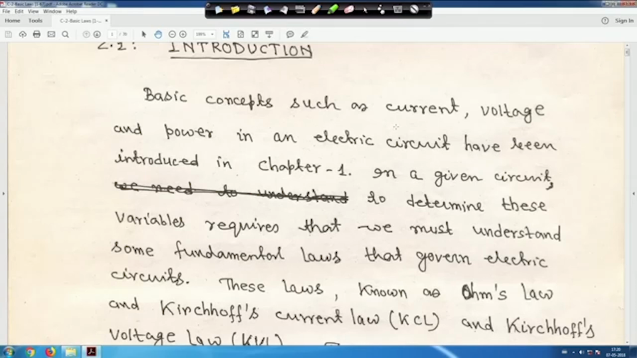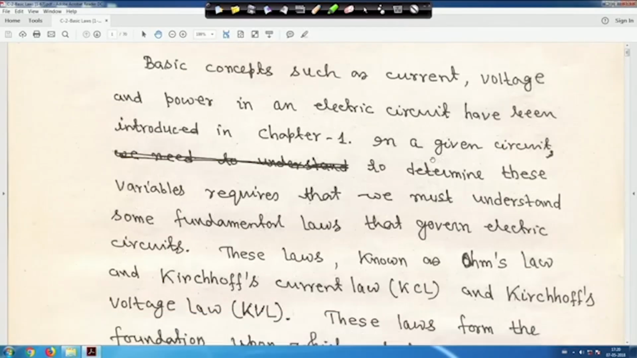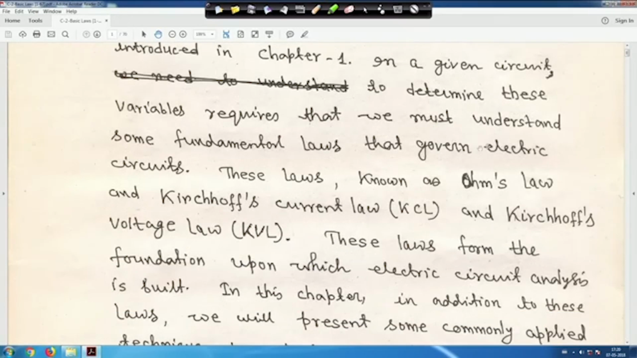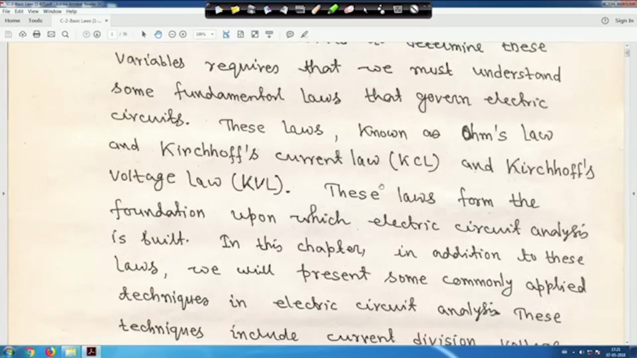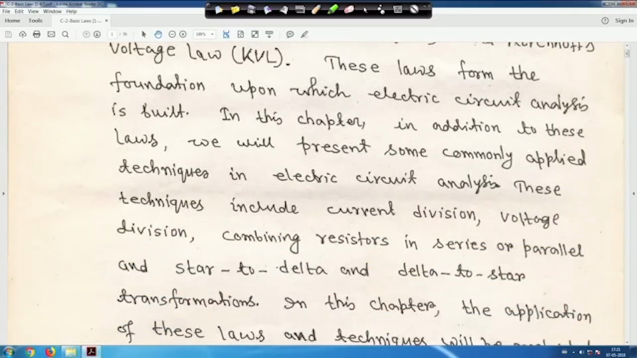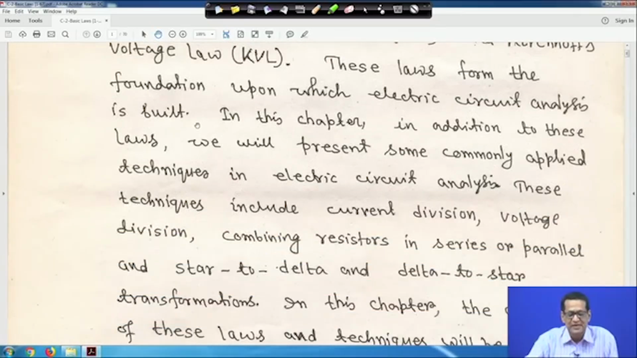Now, in a given circuit, to determine these variables we must understand some fundamental laws that govern electric circuits. These laws are known as Ohm's law, Kirchhoff's current law and Kirchhoff's voltage law, that is KCL and KVL, and before that Ohm's law. These laws form the foundation upon which electric circuit analysis is built.